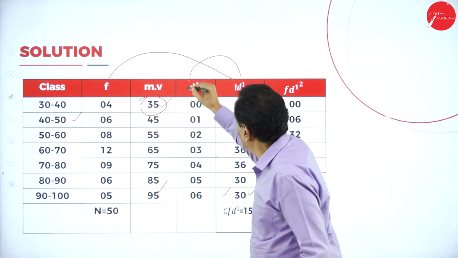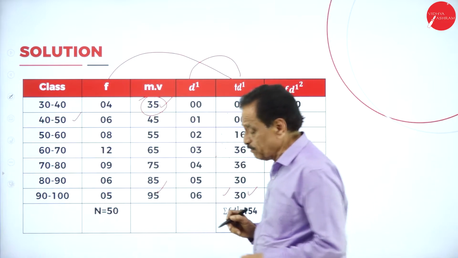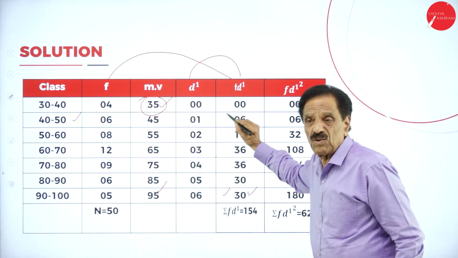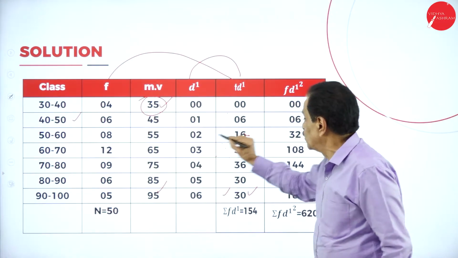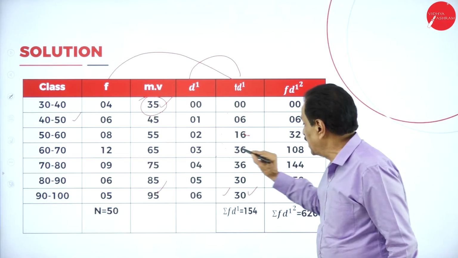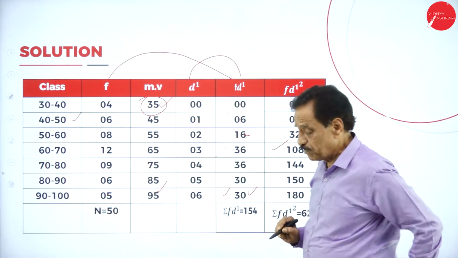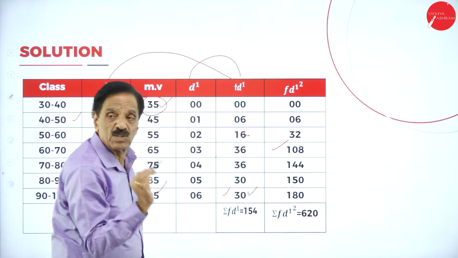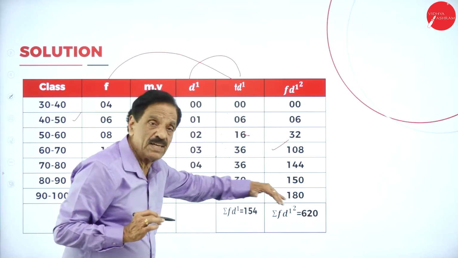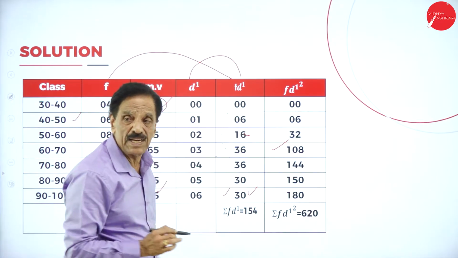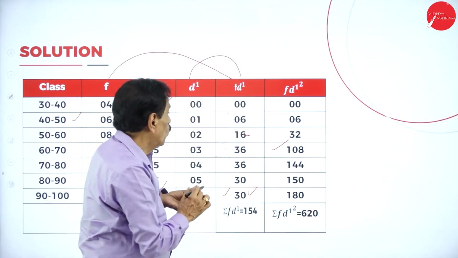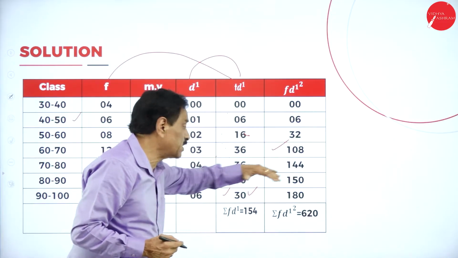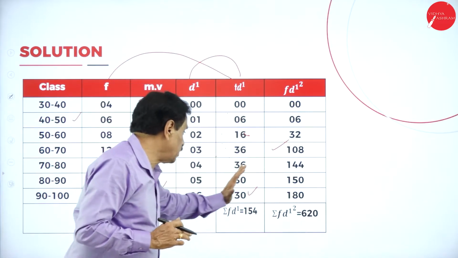Ft dash square, ft dash into d dash. 0 into 0 is 0, 1 6 are 6, 2 16s are 32, 3 36 into 3 is 108. We can see the board. 4 into 36 is 144, 5 into 30 is 150, 6 into 30 is 180. I will repeat. Here see the board. 1 into 6 is 6, 2 into 16 is 32, 4 into 36 is 144, 5 into 30 is 150.